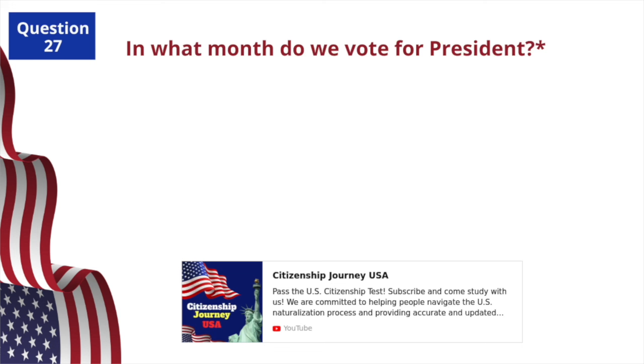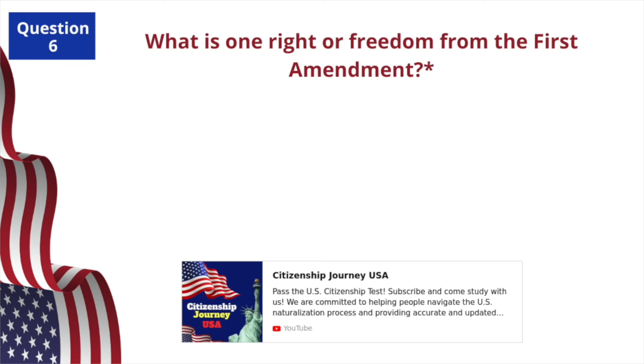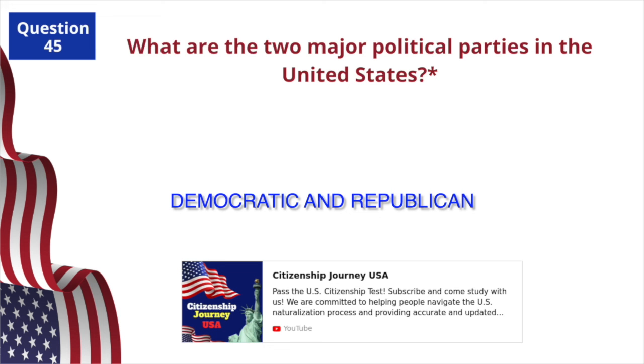In what month do we vote for president? November. What is one right or freedom from the First Amendment? Speech. What are the two major political parties in the United States? Democratic and Republican.